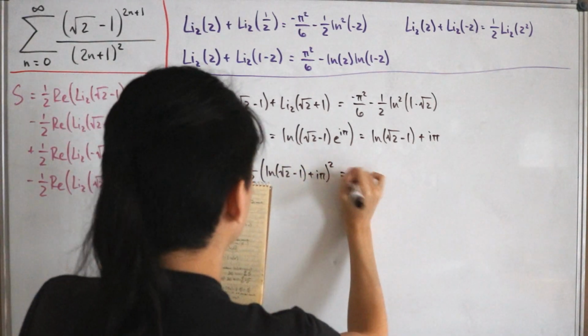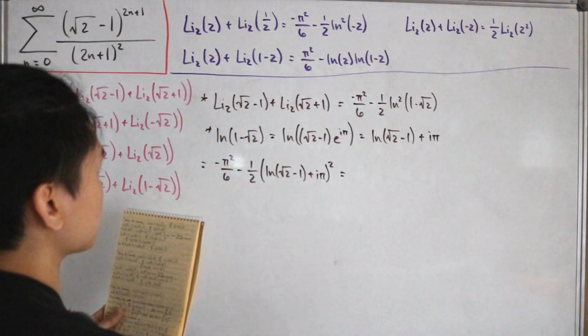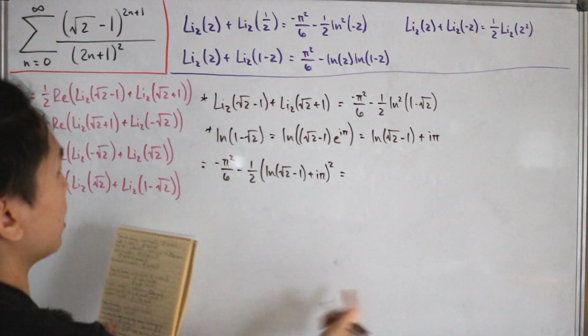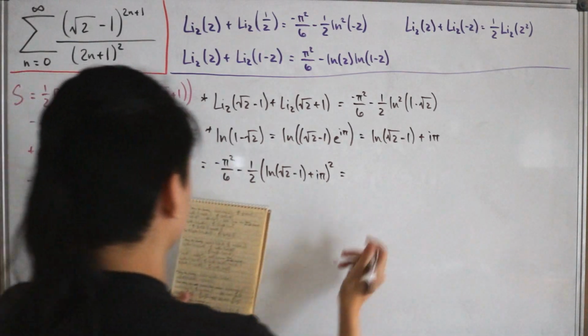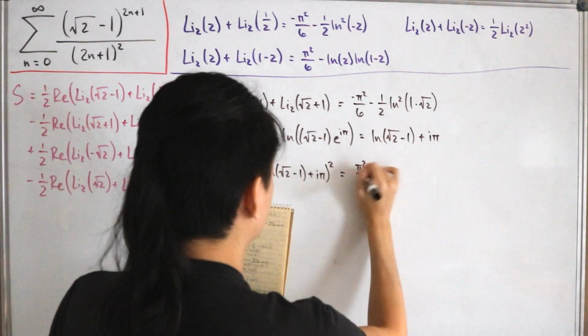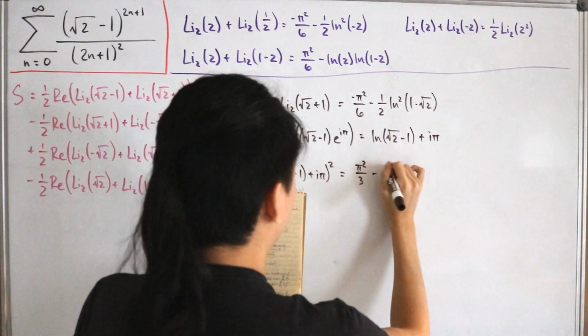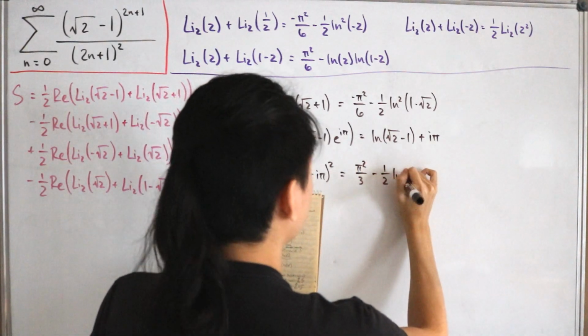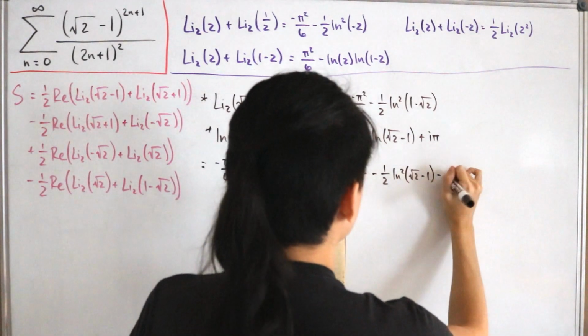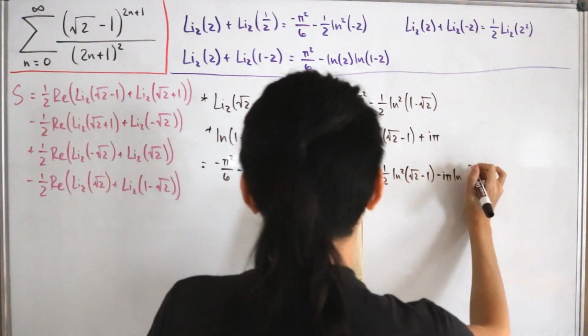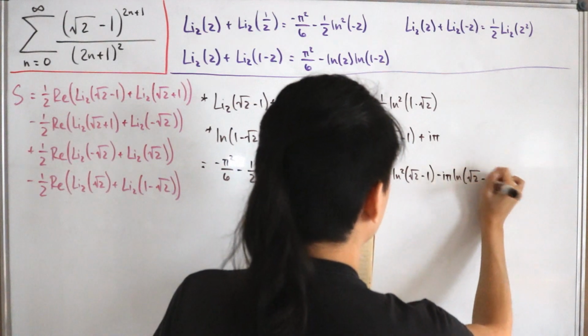And so now performing things even further, if I expand this out and also simplify some things, because we also have some common terms that we can actually reduce down, that will yield us pi squared divided by 3, then subtract 1/2 times ln squared of the square root of 2, subtract 1, and then minus i times pi times the natural log of the square root of 2 minus 1.